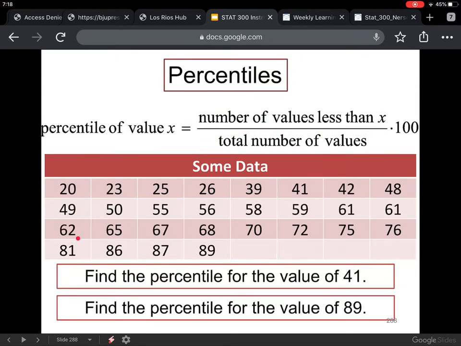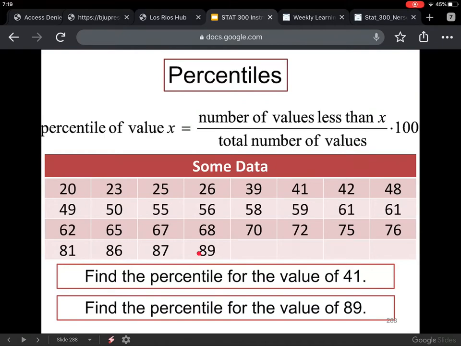We have 1, 2, 3, 2, 3, 4, 5, 6, 7, 8. So 8 times 3 is 24, 25, 26, 27, 28. We have 28 values. So to find the percentile of the value 41, we would divide the 5 numbers that come before 41 by the total number of values, which is 28, right?